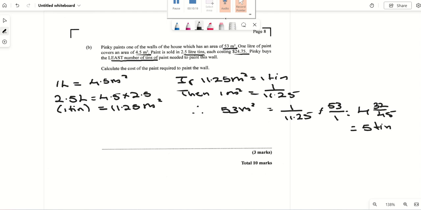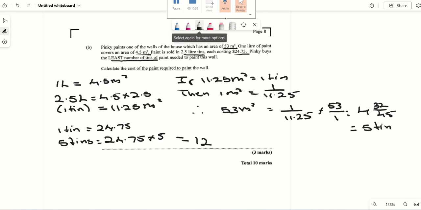So first off, Pinky buys the least number of tins needed to paint the wall, so she buys 5 tins. They want to know the cost of paint required to paint the wall. We know that 1 tin is equal to $24.75. She has to buy 5 tins, which would be 24.75 multiplied by 5. So your answer will be 123.75. And that would be your answer for this question.